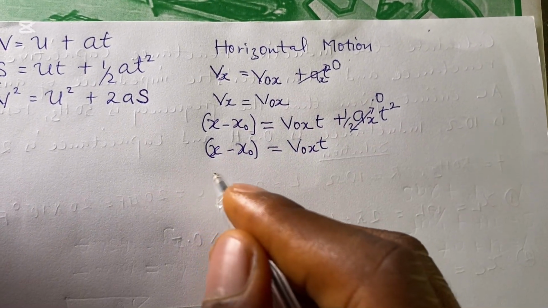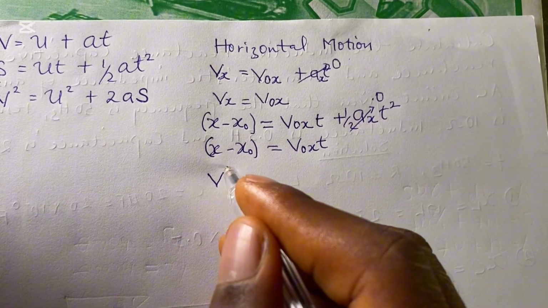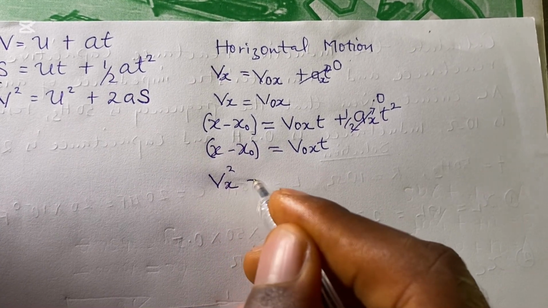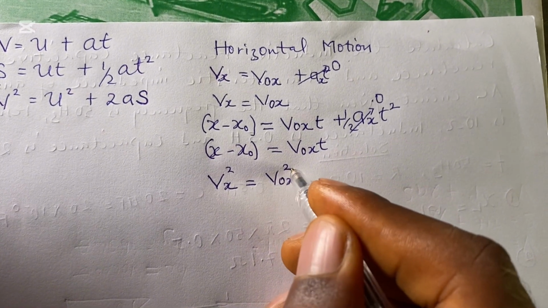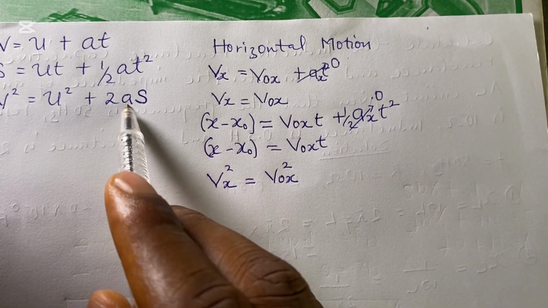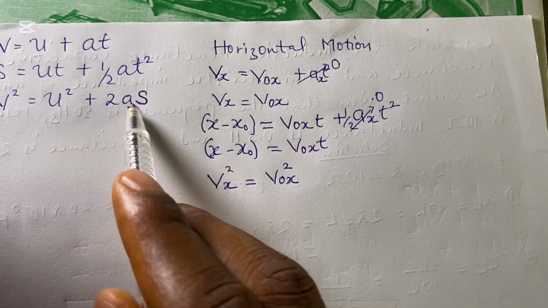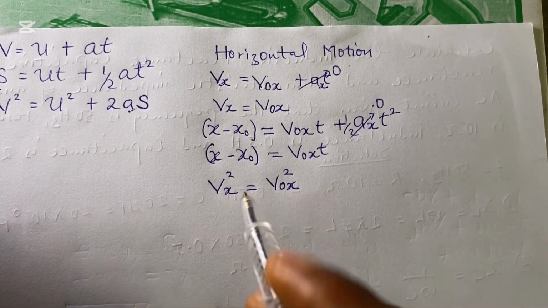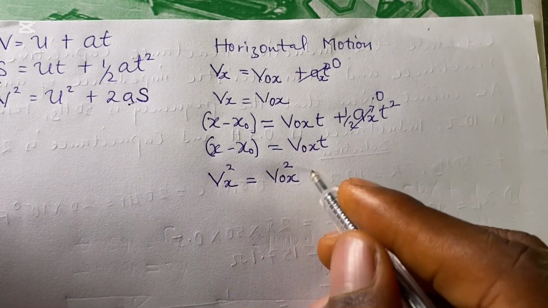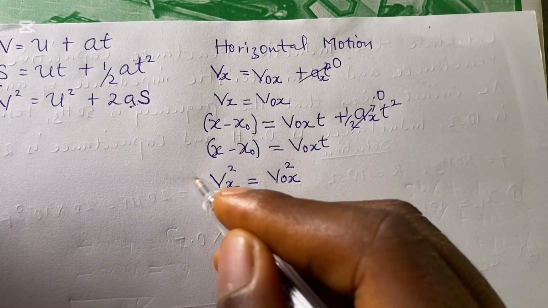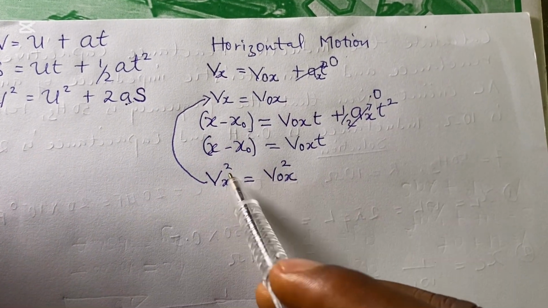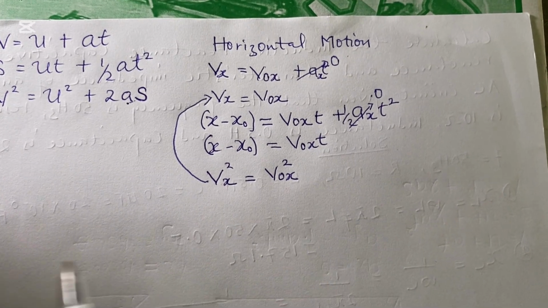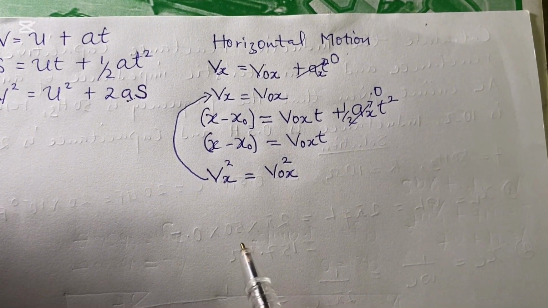And for the last equation, which is v squared of x, will be equal to what? V naught of x squared. Remember, this a is still a of x, which is 0, so this is this. When you square, if you want to find your v from here, you will see, go back to this place. So this tells you that the velocity on the x-axis is constant.